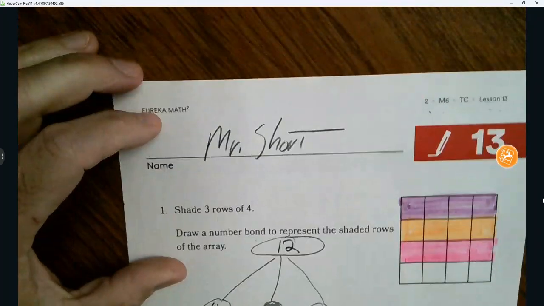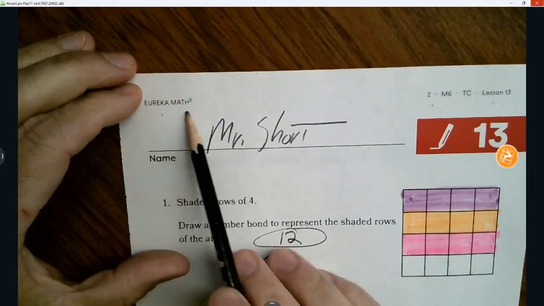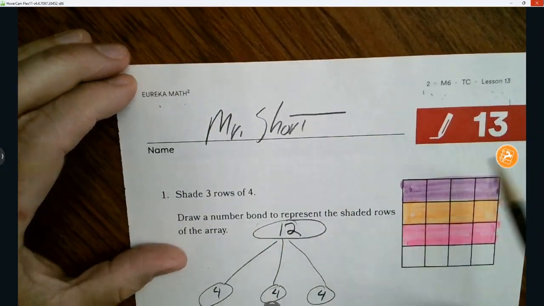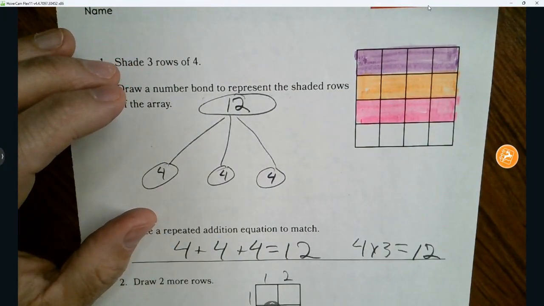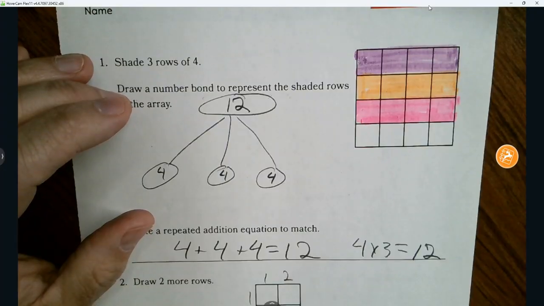I'm going to flip this back over, and I'm going to say, this is Eureka Math Squared, second grade, module 6, lesson 13. I'm Mr. Short. Hopefully use some colors on here so yours looks nice and colorful. Make your teacher smile.